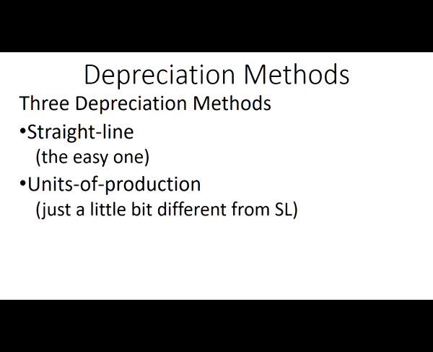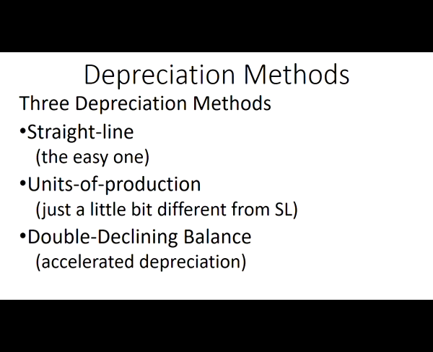So there's going to be 3 depreciation methods we cover in this class. First is called straight line. I call that the easy one. It is very basic and simple. The second is units of production, which is similar to straight line, a little bit different, a little bit more challenging, not super challenging, just a little bit more challenging. And double declining balance, which I consider to be kind of like the most difficult one. It's not really hard, it's just different than the other methods, in my experience.